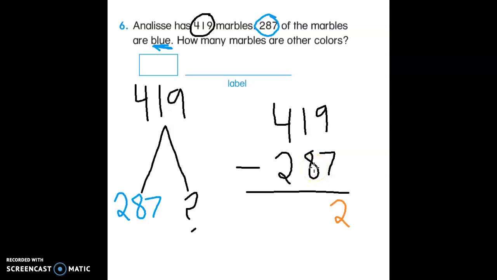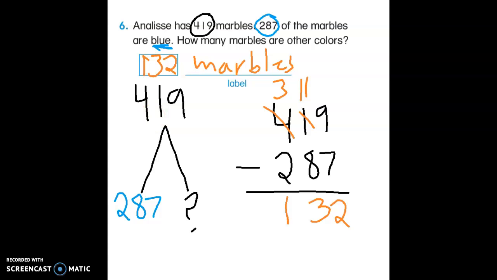1 take away 8, that one I can't do, so I have to borrow. My 4 becomes a 3. My 1 becomes 11. Now I can do it. 11 minus 8 equals 3. Last one, 3 minus 2 equals 1. So I got my answer of 132 marbles are other colors. Write your answer, 132 marbles.